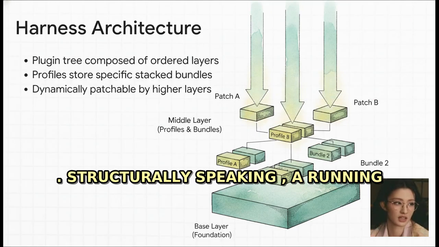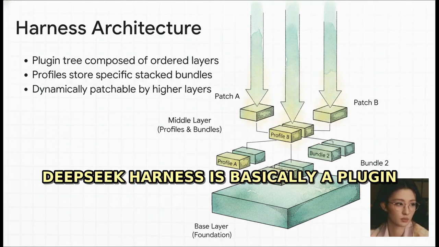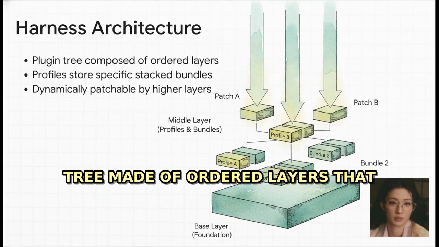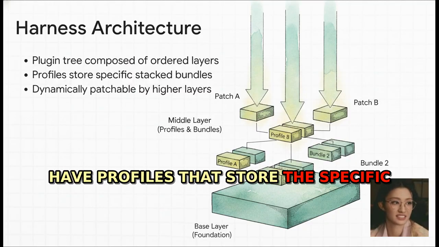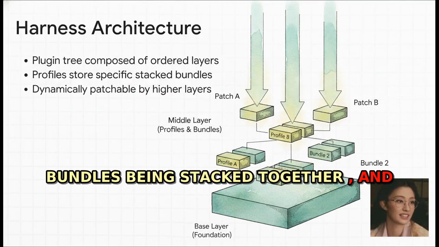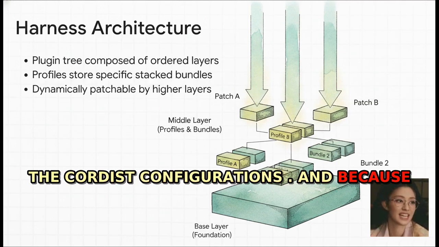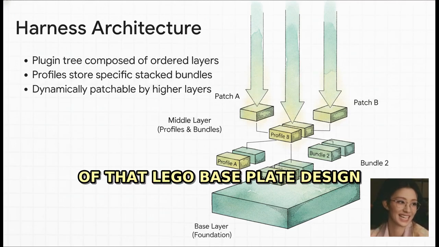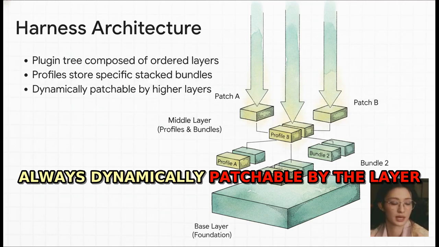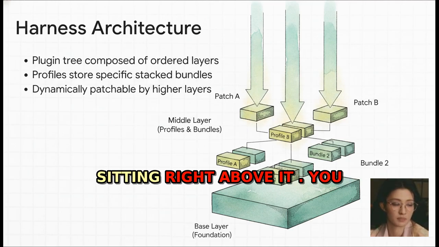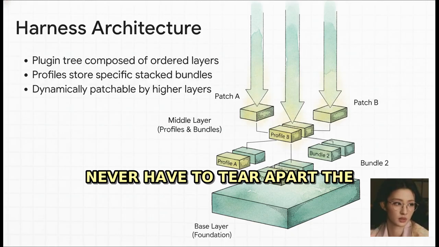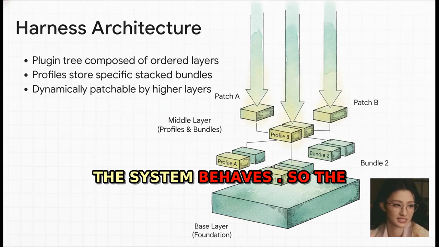Structurally speaking, a running DeepSeek harness is basically a plugin tree made of ordered layers that load up at boot. You have profiles that store the specific bundles being stacked together, and those bundles are what actually distribute the Cortis configurations. And because of that Lego baseplate design, whatever a bundle inserts is always dynamically patchable by the layers sitting right above it. You never have to tear apart the core code just to change how the system behaves.